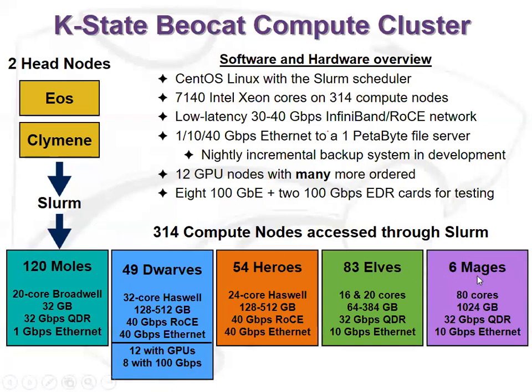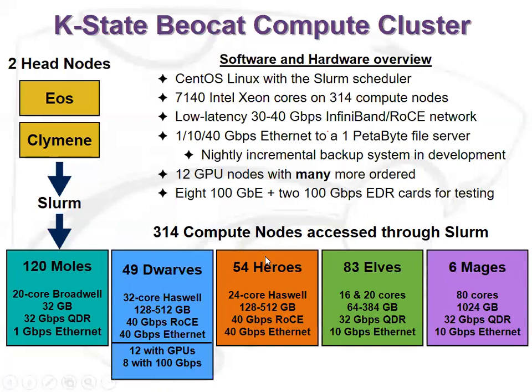Our current compute nodes, going from oldest to newest: we have 6 mages with a terabyte of memory. We have 83 elves. A lot of those are down at the moment and may be down permanently or repurposed. Both those systems, the elves and the mages, are about 5 years old or older, so they're towards the tail end of their lifetime.